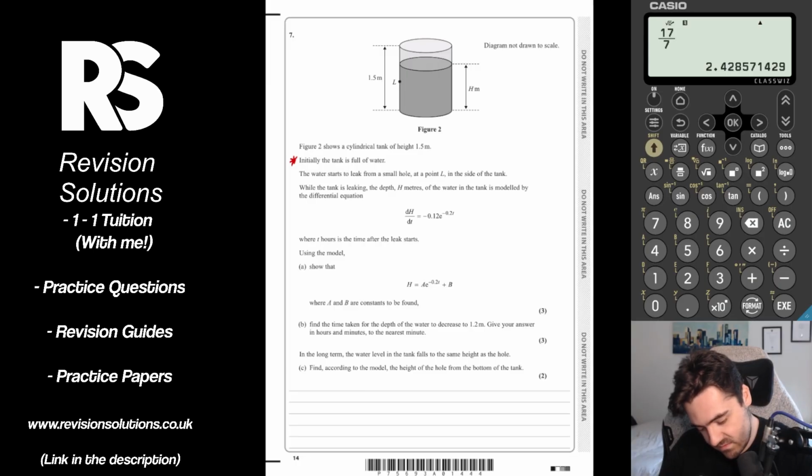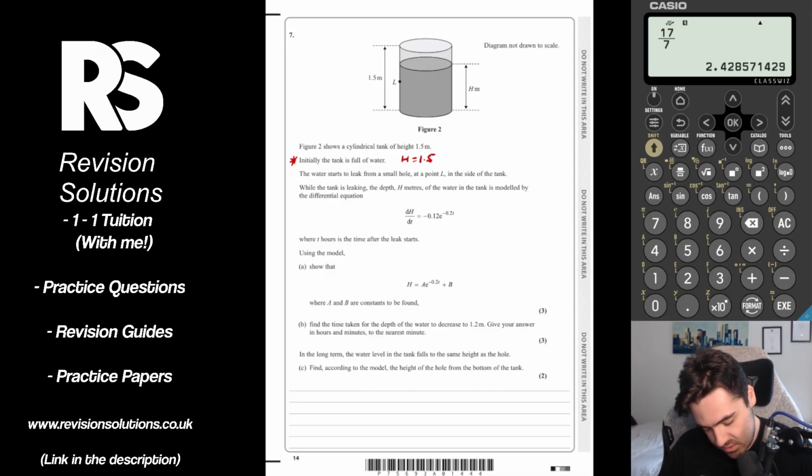It's definitely the height, isn't it? That means h is 1.5, actually. And just looking quickly ahead, it's a differential equation in h, so we definitely want to think about h. The water starts to leak from a small hole at point L. While the tank is leaking, the depth h meters of the water in the tank is modeled by the differential equation, where t hours is the time after the leak starts.